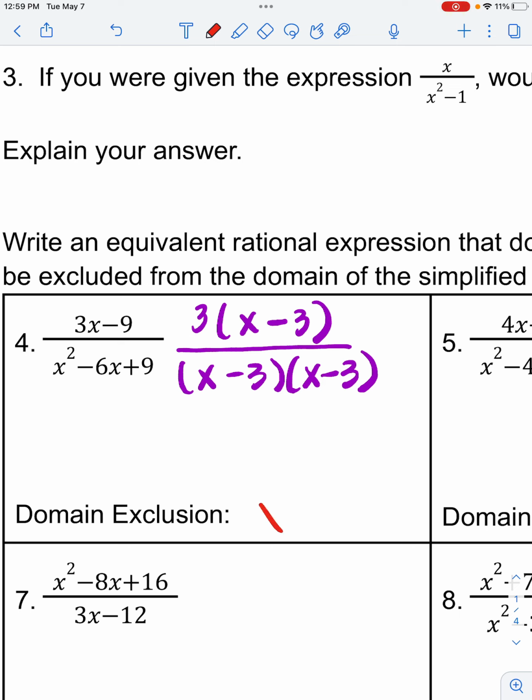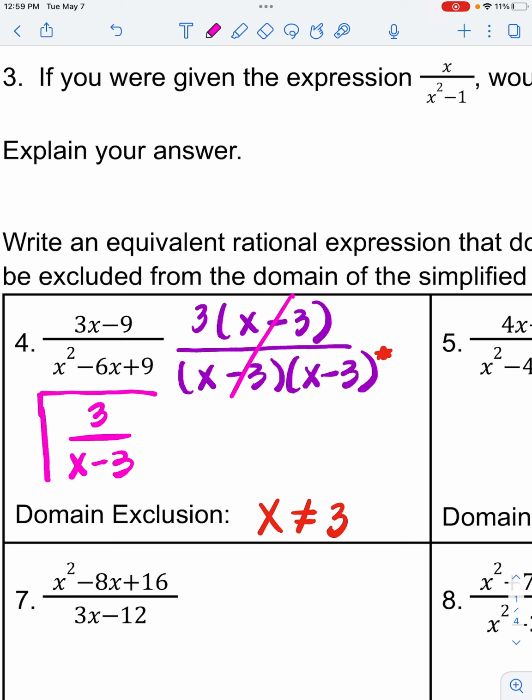So for this exclusion, I'm just going to write that x cannot be 3 because of that denominator. And so that always comes from this right here. So after I factor it out, I want to figure out what can be divided out to create my new function. So that leaves me with 3 divided by x minus 3 as my simplified rational function.